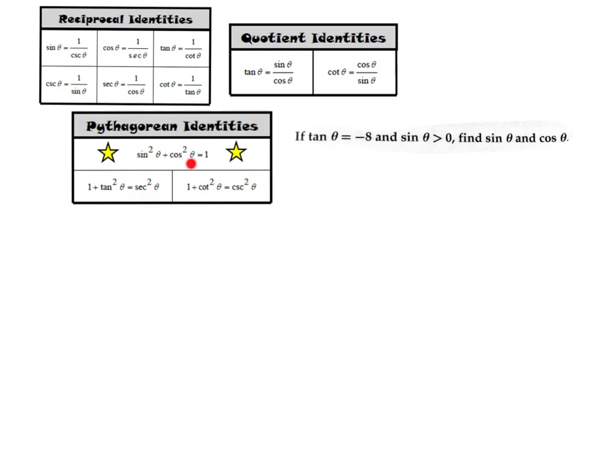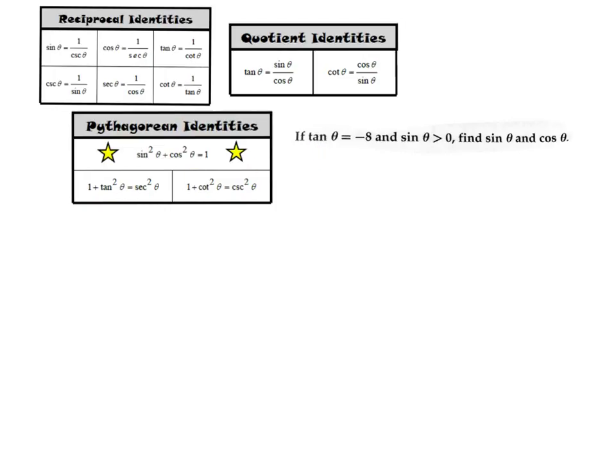I've pulled up our arsenal of tools here, bringing back our reciprocal and quotient identities to add to our new ones, the Pythagorean identities. So if tangent theta equals -8 and sine theta is greater than 0, let's find sine theta and cosine theta. Well, we know we're dealing with our Pythagorean identities here, so let's go ahead and start with the one dealing with tangent.